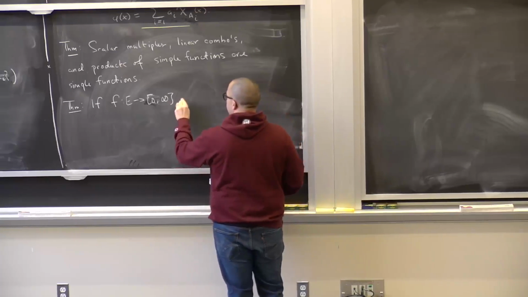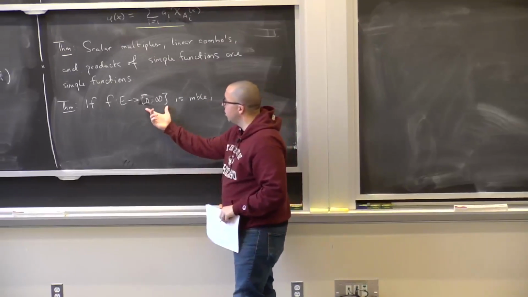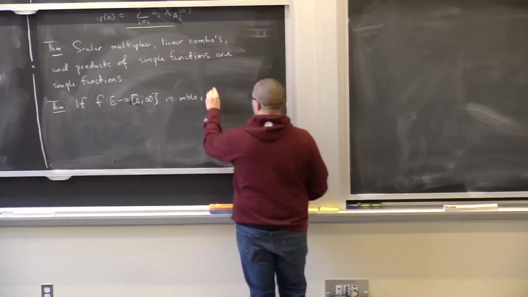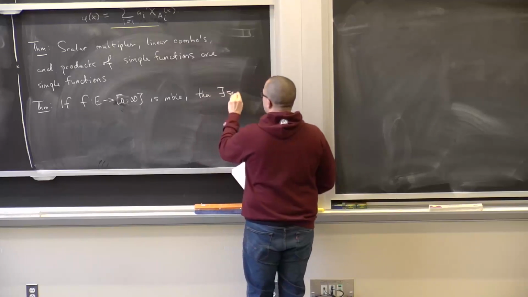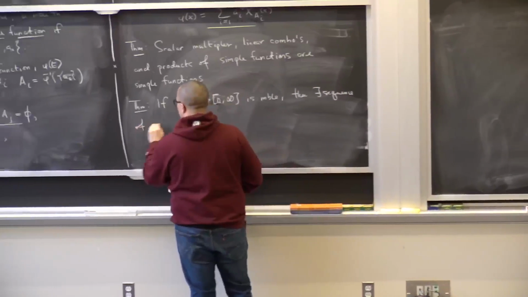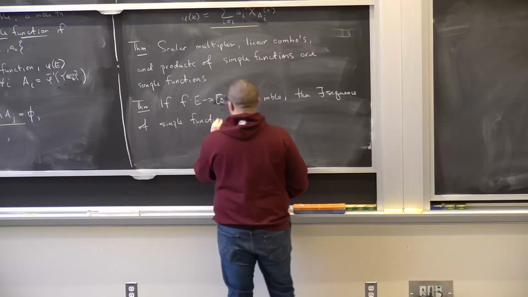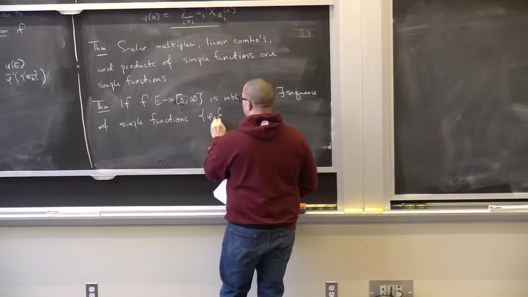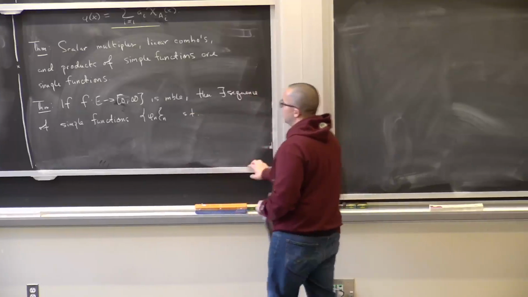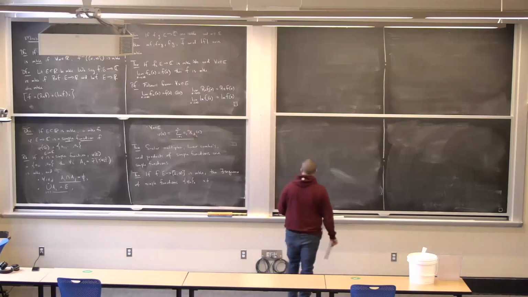So if f is from E to the extended non-negative reals, okay? So if this is a measurable function, then there exists a sequence of simple functions, phi sub n, such that three things hold. Let's write this down. Let's go over here.